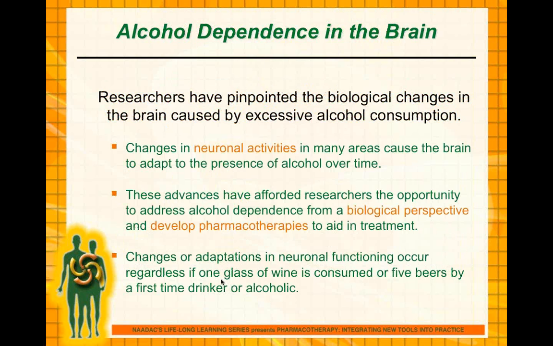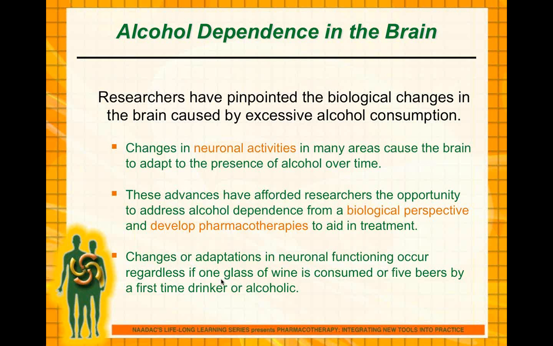So the exciting thing, as I've alluded to here, is that researchers have pinpointed the exact biological changes in the brain that are caused by excessive alcohol consumption. And we know that there are changes in neurological activities that take place in very specific areas of the brain that cause the adaptation of the brain to the constant presence of alcohol over time. And because they've been able to identify exactly where alcohol dependence sets in, in what areas of the brain, and why it happens, these advances have really afforded researchers the opportunity to come up with pharmacotherapies to directly combat those biological changes so we can aid in the treatment of alcohol dependence.